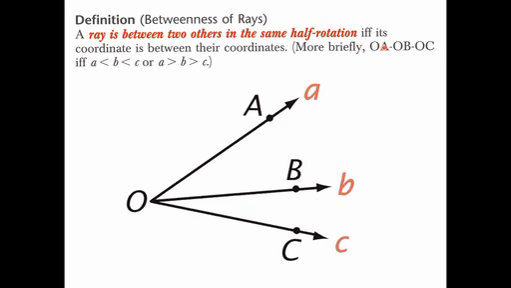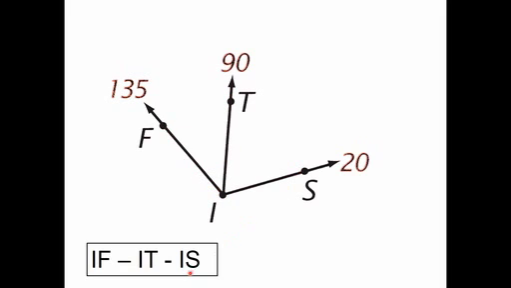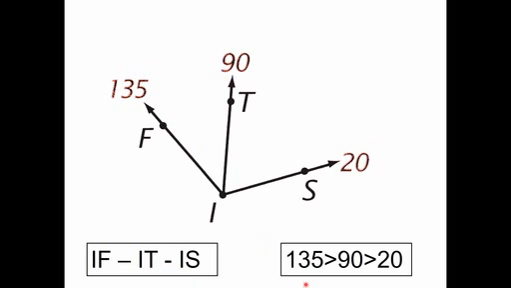Then they have the brief form, which some of you may want to use in a quiz. When you see this, OB is between OA and OC, just as you see in the picture down here. Either this is going to happen, A is less than B is less than C, or A is greater than B is greater than C. Just depends on how it's laid out. In this particular arrangement of rays, because A is greater than B, which is greater than C, we know that ray IT is between rays IF and IS. And we can say that's true because its coordinate is between their coordinates, as you can see here.